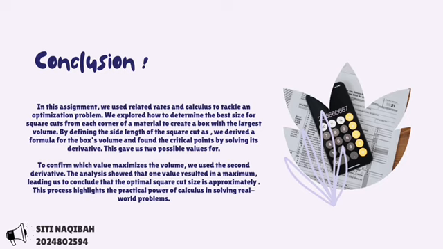This gave us two possible values for y. To confirm which value maximized the volume, we used the second derivative. The analysis showed that one value resulted in a maximum, leading us to conclude the optimal square cut size is approximately 2.829 cm. This process highlights the practical power of calculus in solving real-world problems.